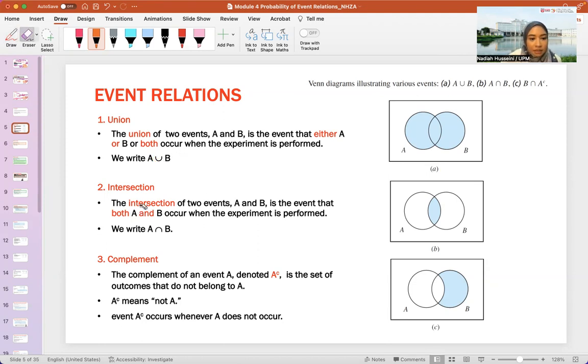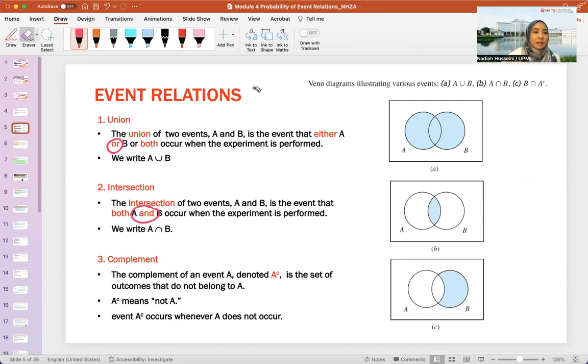And then when we're talking about intersection, the intersection of 2 events A and B is the event that both A and B occur when the experiment is performed. The key word here is and. Just now it was or. So if I'm asking you, I have two students, Irie and Haziq. I ask Irie and Haziq, have you had breakfast? Because you're supposed to be fasting, right? And Irie said yes, and Haziq said yes. So this is event A and, sorry, this is not a good event because this is an outcome.